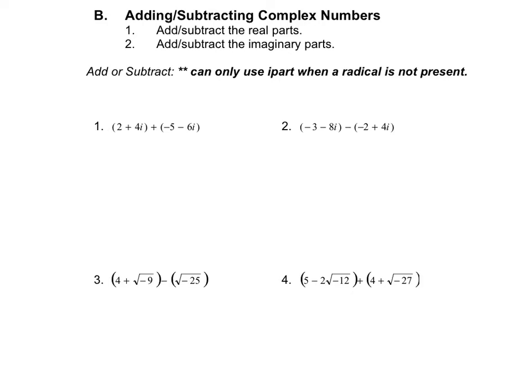As you know from yesterday's lesson in class, complex numbers are imaginary numbers. They're your little i guys. What we're going to do is add and subtract them today. You can add and subtract the real parts, and then you can add and subtract the imaginary parts. So it's like combining like terms. You can use iPart as long as there are no radicals present.